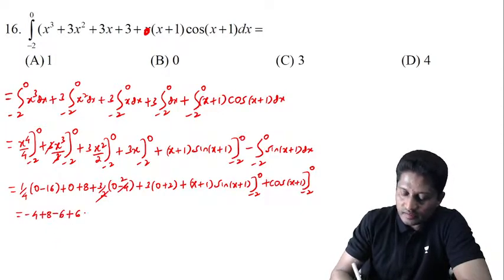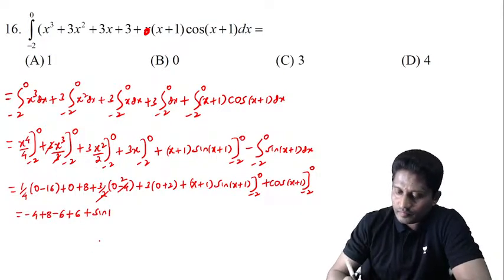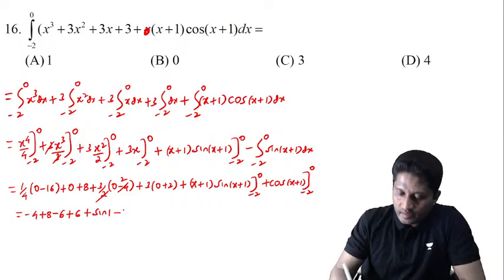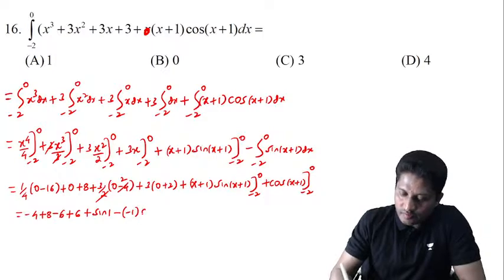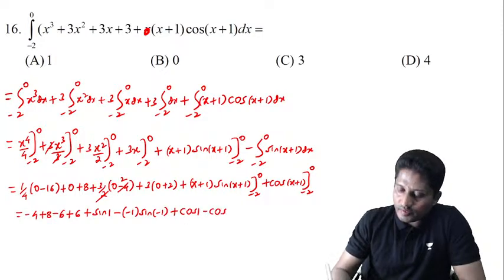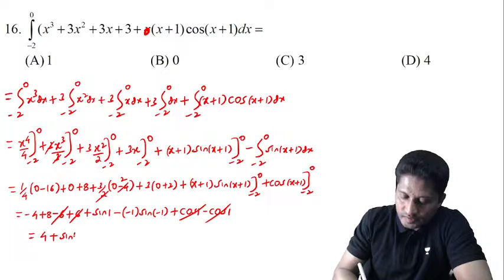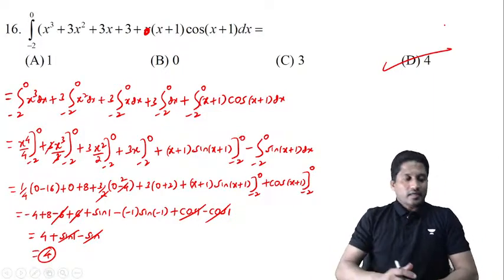Plus if I substitute the upper limit, you will get sine 1. Minus the lower limit, minus 2 plus 1 is minus 1, so this is minus 1 into sine of minus 1. Upper limit 0 gives cos 1. Lower limit cos of minus 1 will be plus cos 1 only. Anyways, this will cancel. You get 4 plus sine 1, minus sine 1, this will cancel. Answer is plus 4. Isn't it, guys? Answer is option D only.